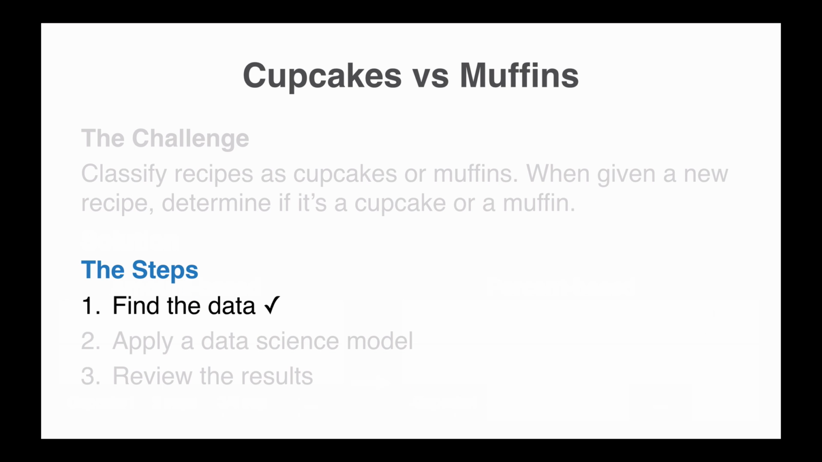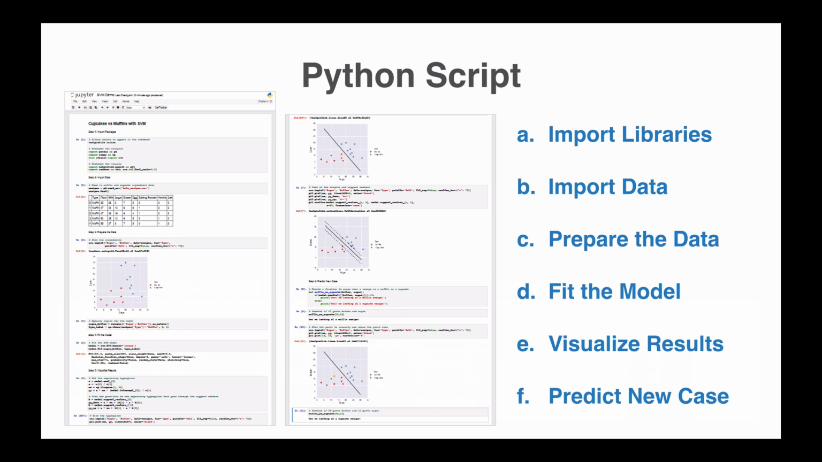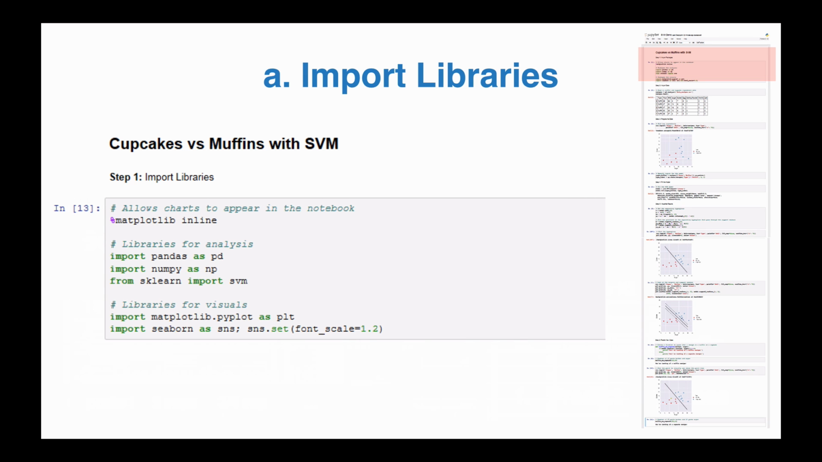All right, I found my data. So the next step is to apply a data science model. To do this, I wrote a Python script in Jupyter Notebook. I followed 6 steps here, and I'll go through each of them in detail. The first is to import libraries. I imported a few libraries for analysis, so you can see pandas, numpy, and sklearn. And then I imported another couple libraries for visuals. So we have matplotlib here, and then seaborn to make things beautiful.